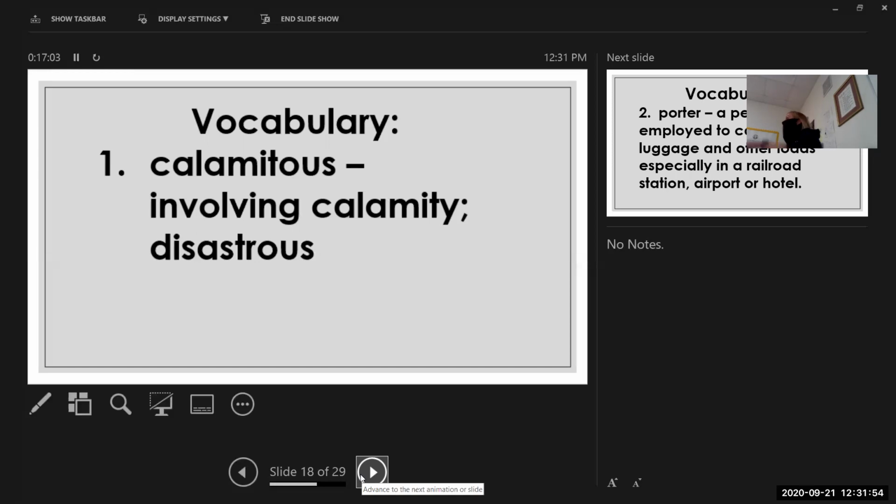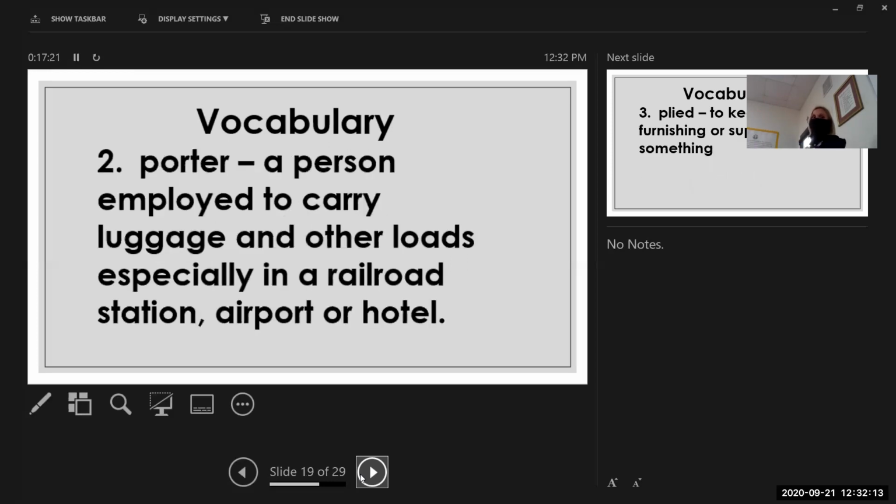Okay? So our parents had decided to put an end to their calamitous marriage, and father shipped us home to his mother. A porter had been charged with our welfare. He got off the train the next day in Arizona, and our tickets were pinned to my brother's inside coat pocket. All right, here's your next vocabulary word, porter. A porter is a person who is employed to carry luggage and other loads, especially in the railroad station, airport, or hotel. All right, so what has just happened?